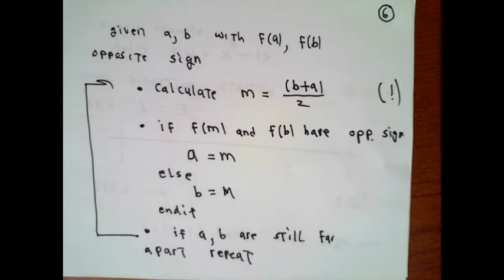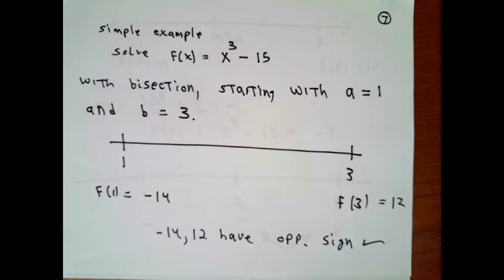If a and b are very close together, then I will declare victory and say that I found the root. If that's not the case, I'll just go around in a loop and do all of this procedure once again until the interval is small enough to make me happy.